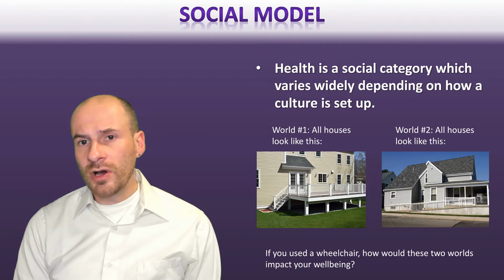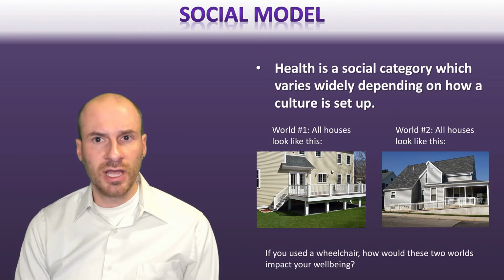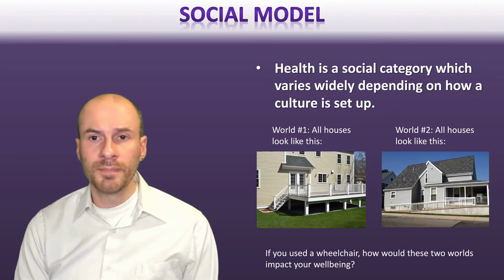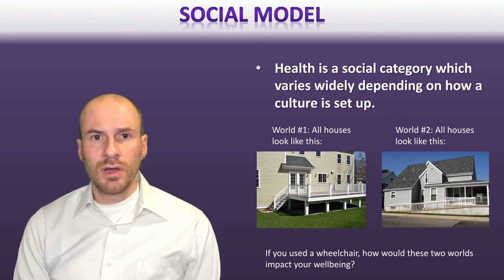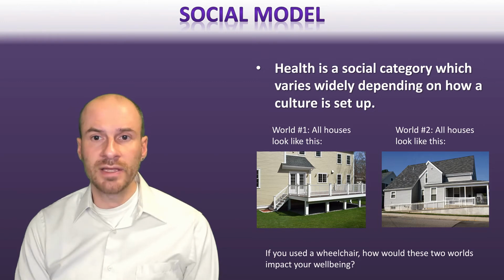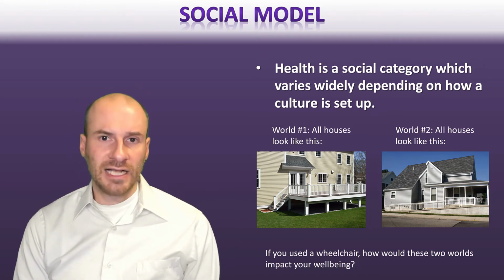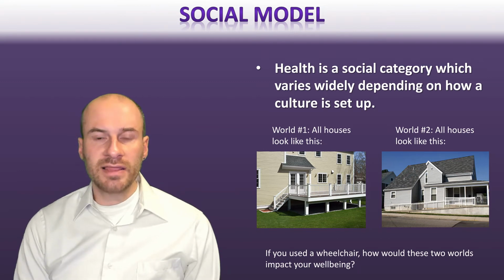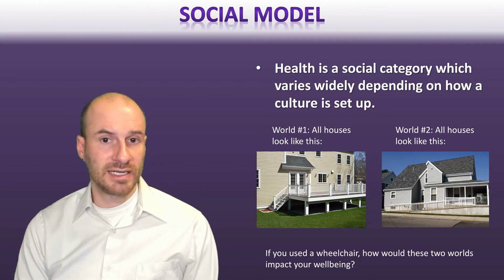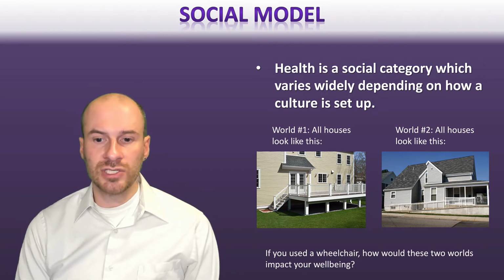There's also what we call a social model. And I think that this is very much a reaction and response to the medical model. And in this view, health is essentially a function of culture and society, right? So health is a social category which varies widely depending on how culture is set up. So what does that actually mean? It's essentially saying that someone's health really depends on the world that you live in, on the social context in which you're in. And I think here's an illustration that clearly describes that.